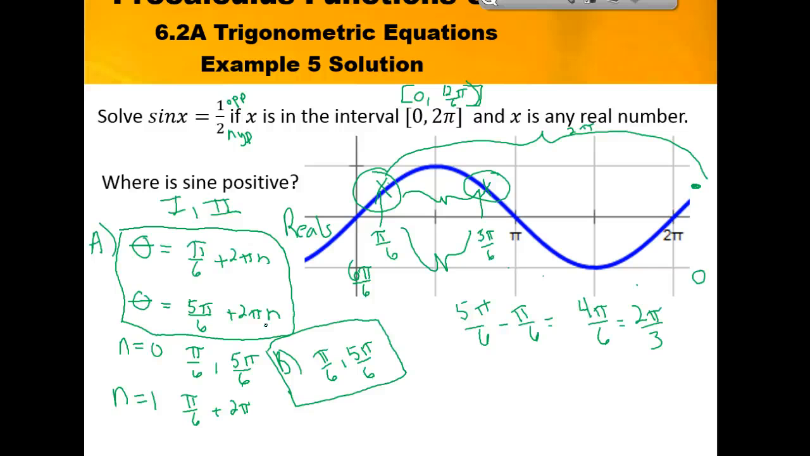So that's how I know that I need to write it as two separate equations for that. And then over the interval 0 to 2 pi, well, this is the interval 0 to 2 pi. Here's 0, and here's 2 pi. It only happens twice, which we found before, and that's at pi over 6 and 5 pi over 6. So those are my answers.